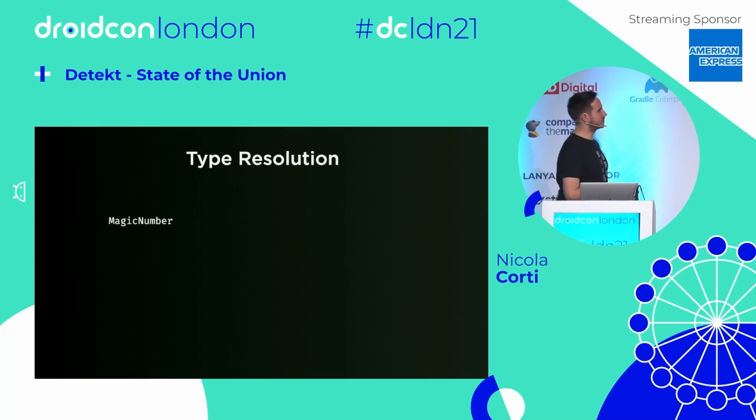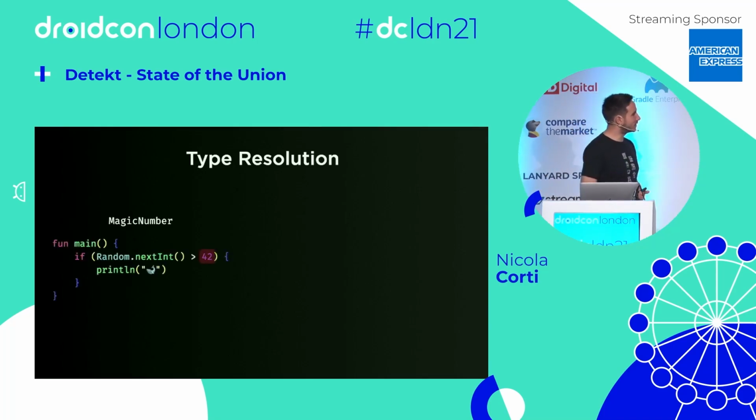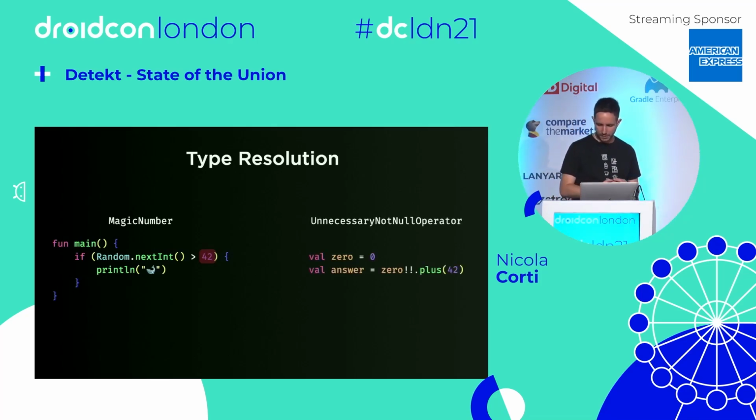Previously I presented two rules. One is magic number, reporting this 42, and another one is unnecessary not null operator, whose idea is to check this double bang. What's the deal here? Those two rules are fundamentally different. The one on the left is a rule that works at the syntactic level of the language. It's just checking the tokens, like this is an open parenthesis, a close parenthesis, this is a number, and so on. And just by checking the syntax of your code, we can say, hey, this is a number placed there in the middle, and it feels wrong.